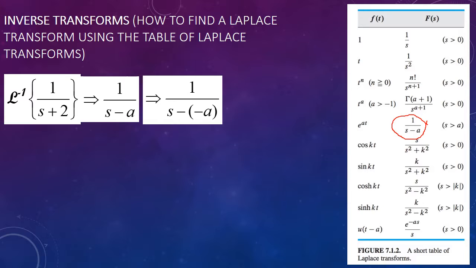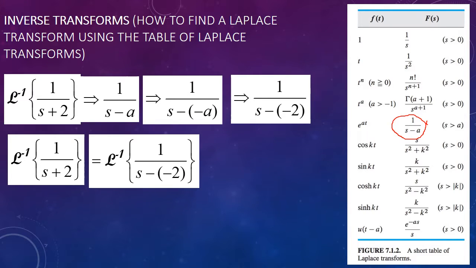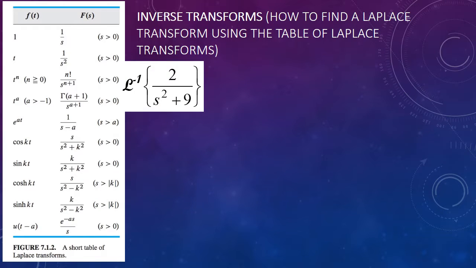And if I do that, I get my plus. And in this case, a is a minus 2. So applying the inverse Laplace transform of this, I will get e to the minus 2t, because my a is a minus 2, and I plug it in there, I get e to the minus 2t.